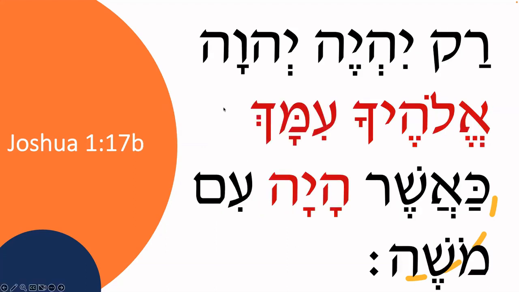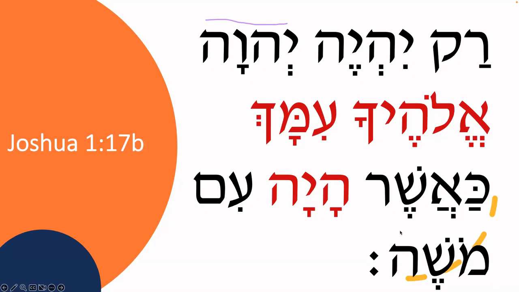All righty, Brent, I saved the long one for you. And here is the divine name, and that should be the only place that it's there. Yeh Adonai. Elohecha. Imach. You got it. Ka Asher. Haya. Im. Moshe. Moshe, perfect.